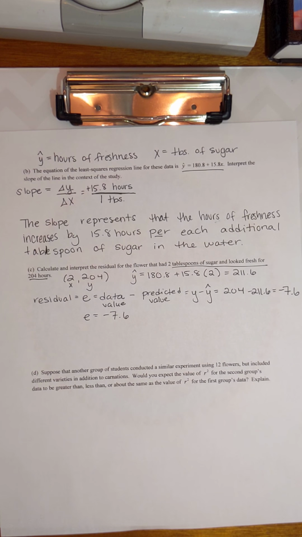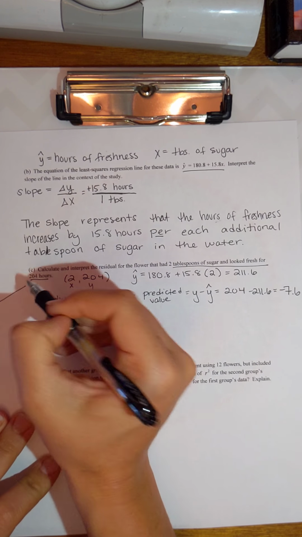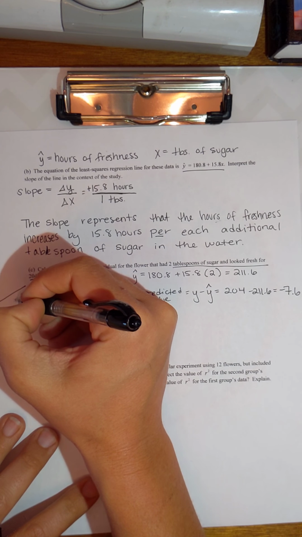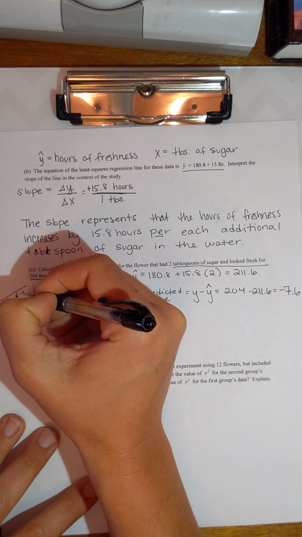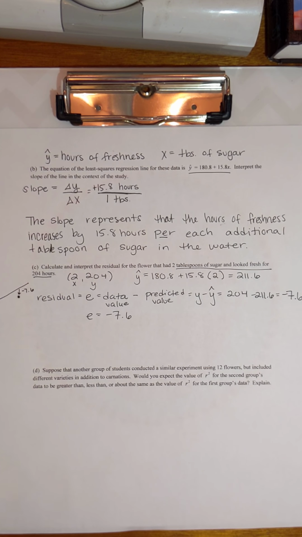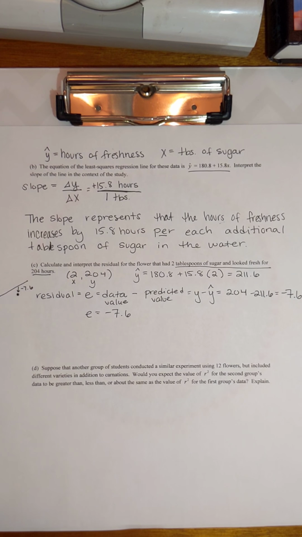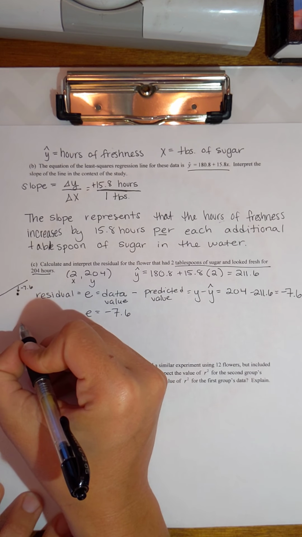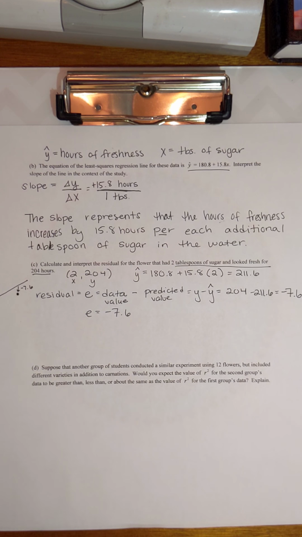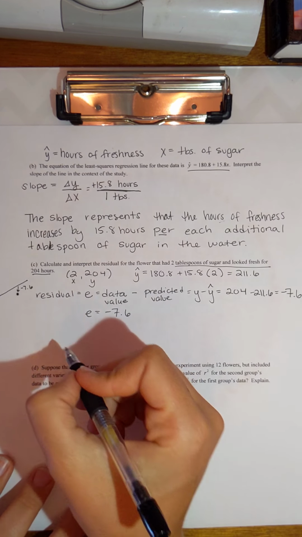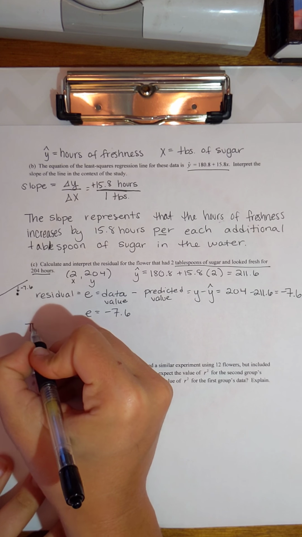Okay? Now, this value is telling me that if I had my line, for example, this data point is below the line by 7.6. So that's what this is telling me in this case. And it would tell me that we have a negative residual.